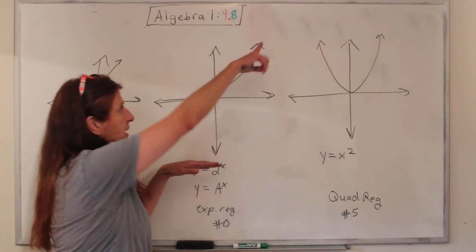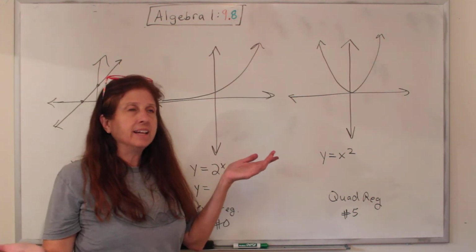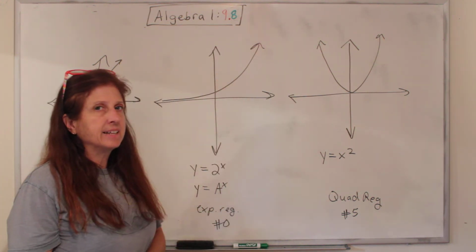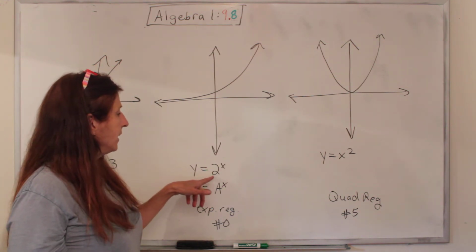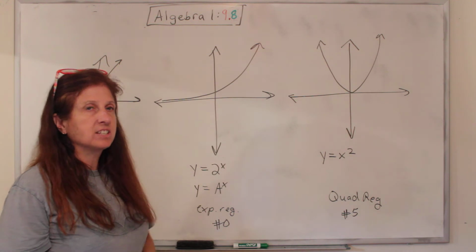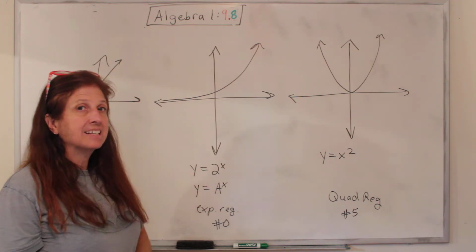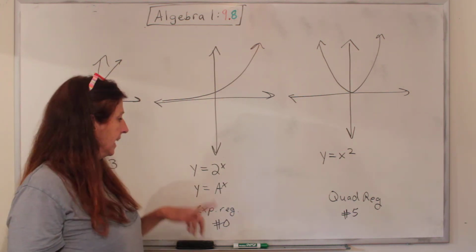What about if it's shaped like that? What is it then? Then we know it has an exponent. This is something like y equals 2 to the x, looks just like that. Remember, it goes toward an asymptote, fun to say.